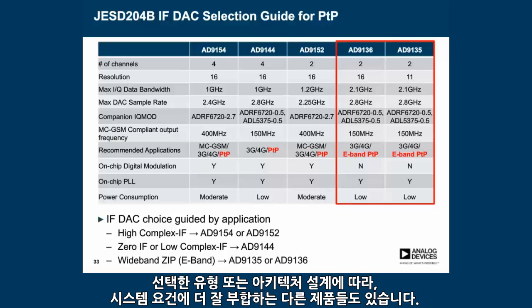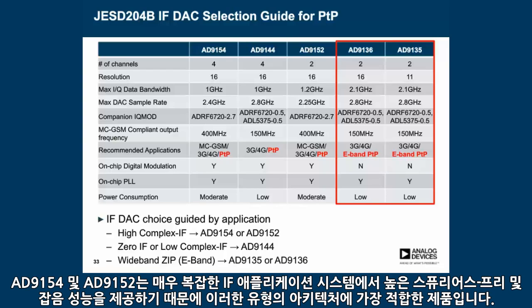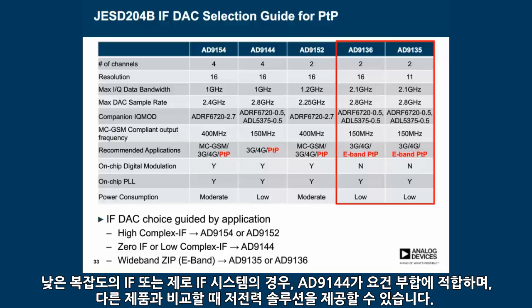Depending on the type of architecture design chosen, different products are better fits for the system needs. For high complex IF applications, the 809154 and 809152 provide high spurious-free and noise performance for these systems and are the best choice for these types of architectures. For low complex IF or zero IF systems, the 809144 is a good fit for these needs and provides a lower power solution in comparison to the other product offerings.